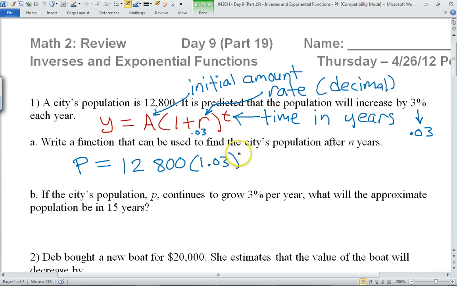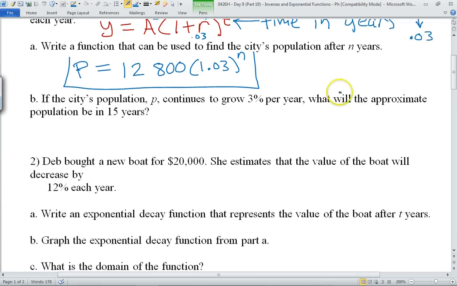And because we're writing a function, it's important to leave t in the equation. Don't leave it out. Don't plug in 15. Don't plug in anything. Of course, they did say n years, so we should probably use n to match what they said. Okay, so there you go, n years. So this would be the function that we're looking for.